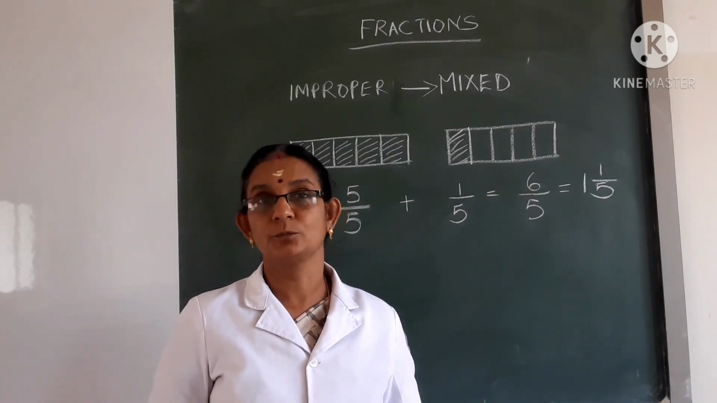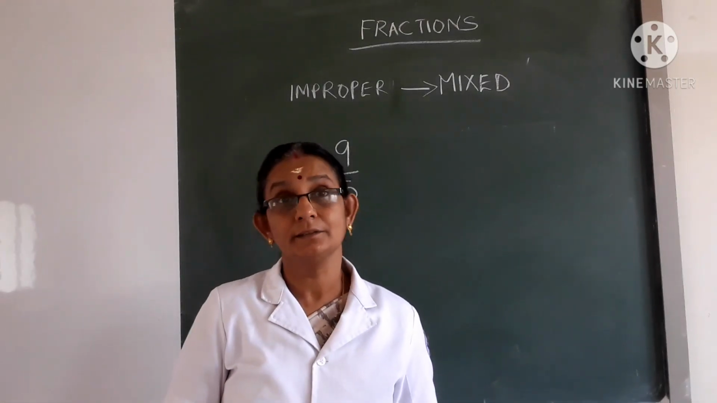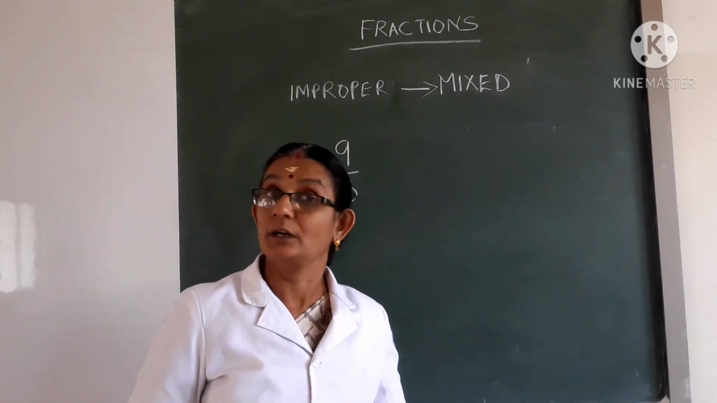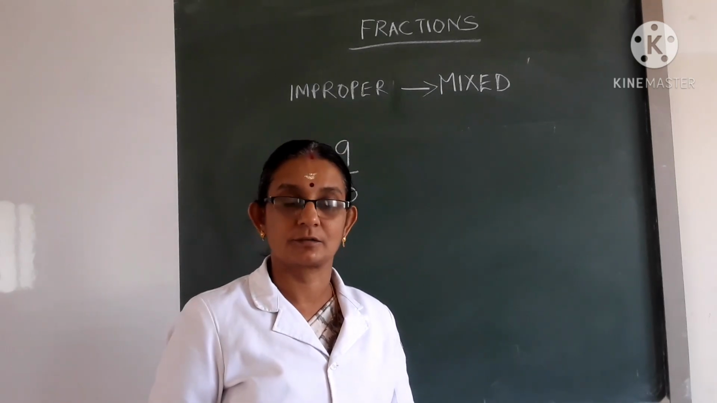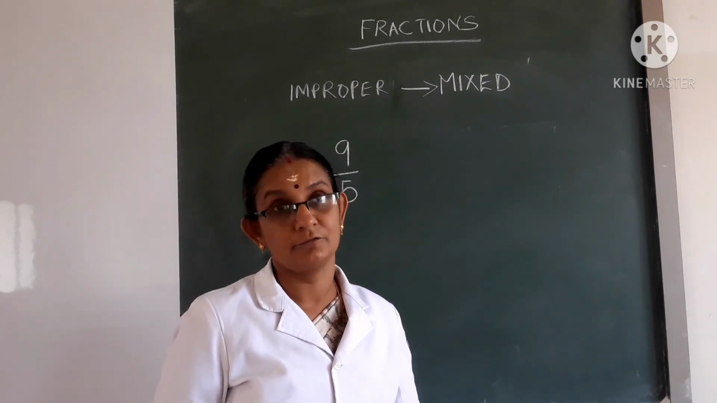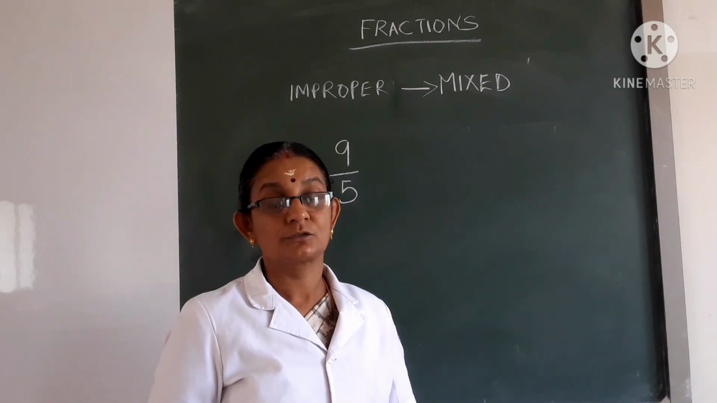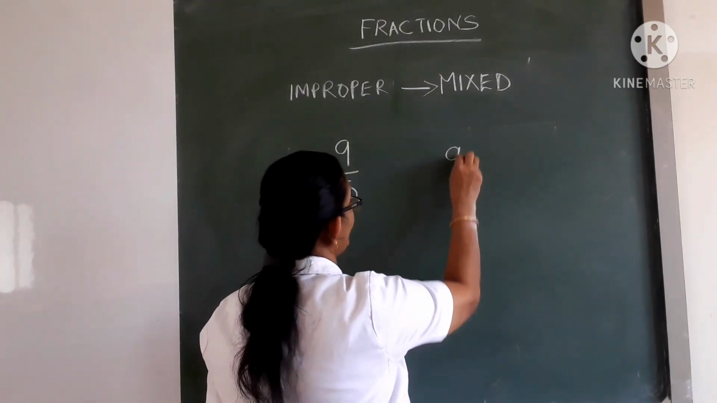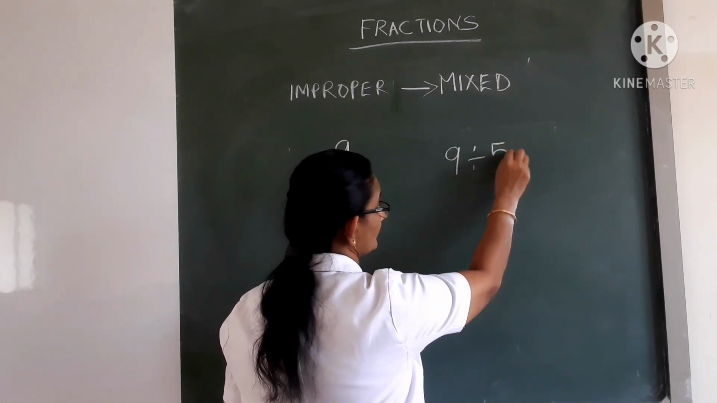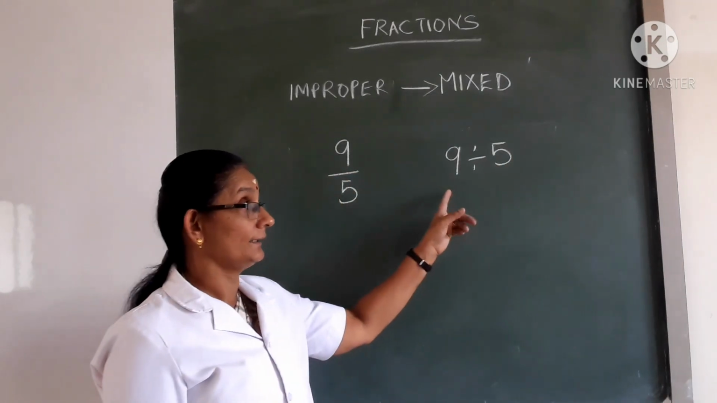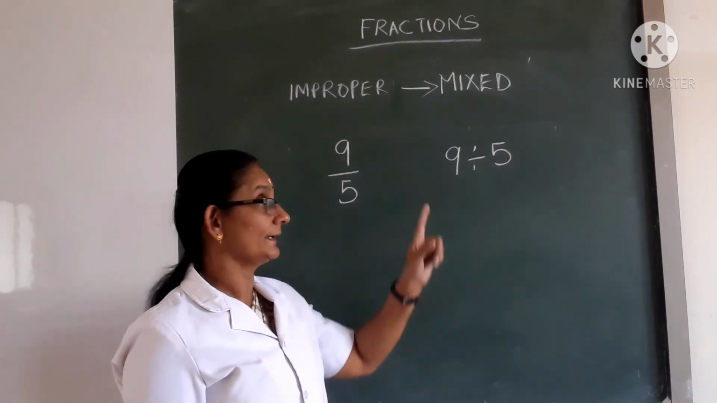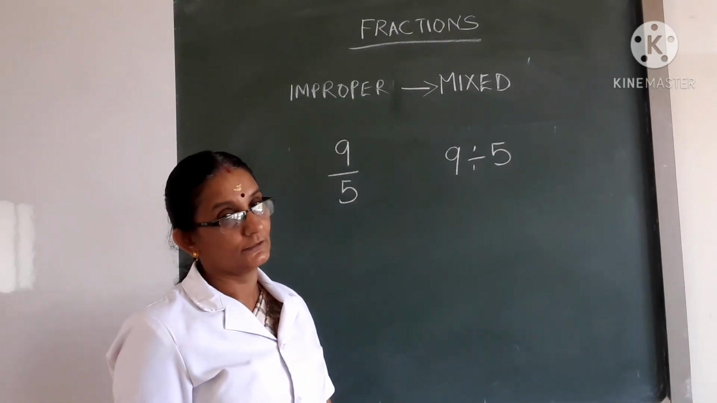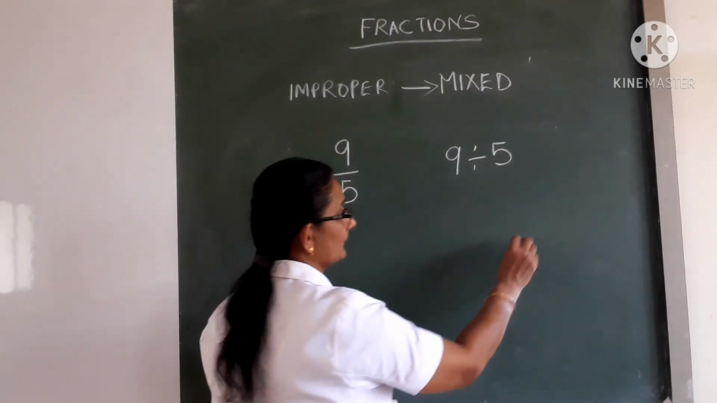How can we do it numerically? Now consider the improper fraction 9 by 5. I need to convert it into a mixed fraction. So what do I have to do? I am going to divide 9 by the number 5. That is, we are going to divide the numerator by the denominator. Let us see the division.